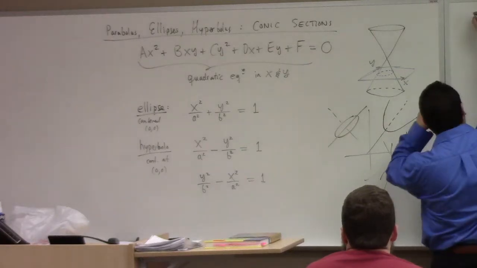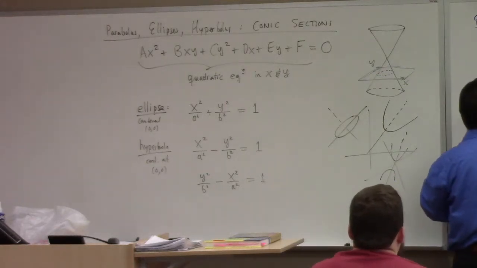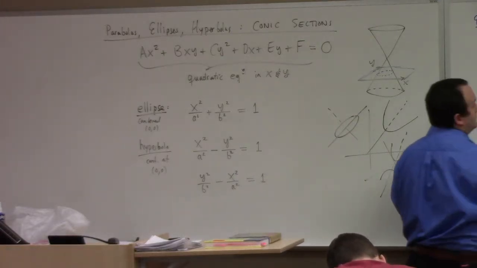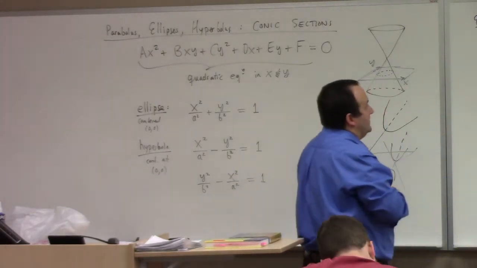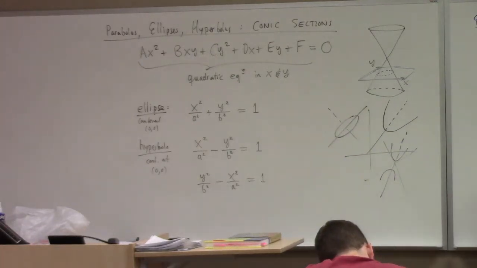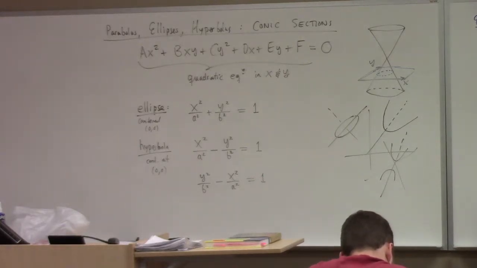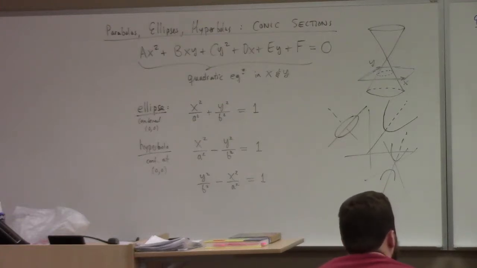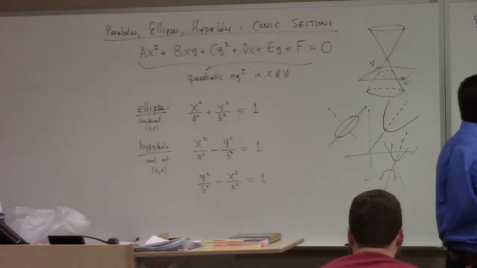All right, so example. If we have x squared minus y squared equals 1, what's that look like? So first of all, the way I think about this is to find asymptotes of the hyperbola. I look at x squared minus y squared equals 0. That will give me the asymptotes.